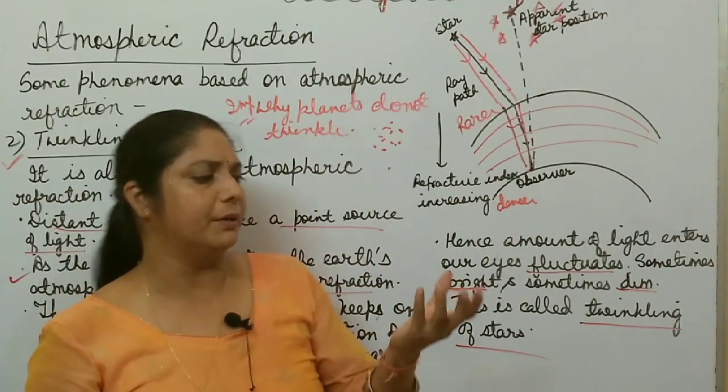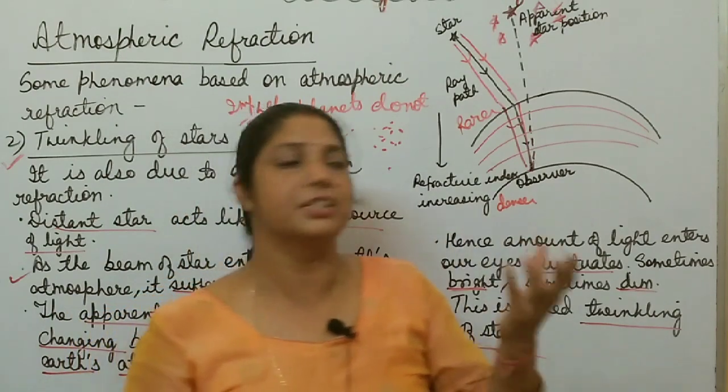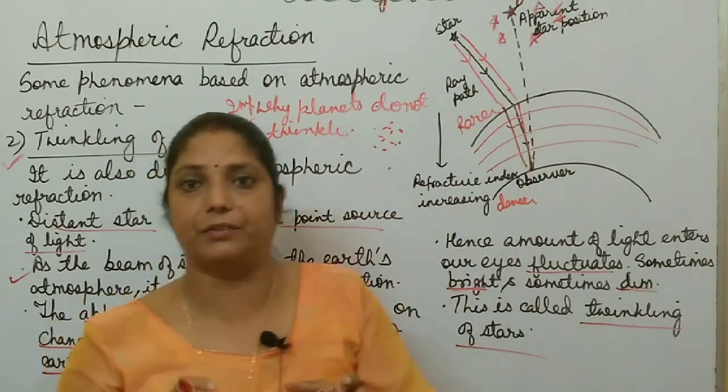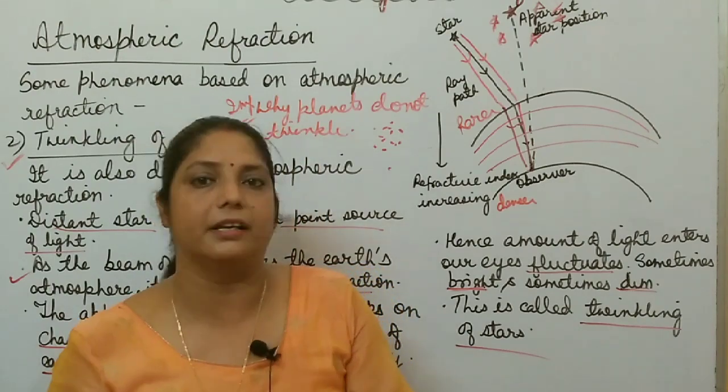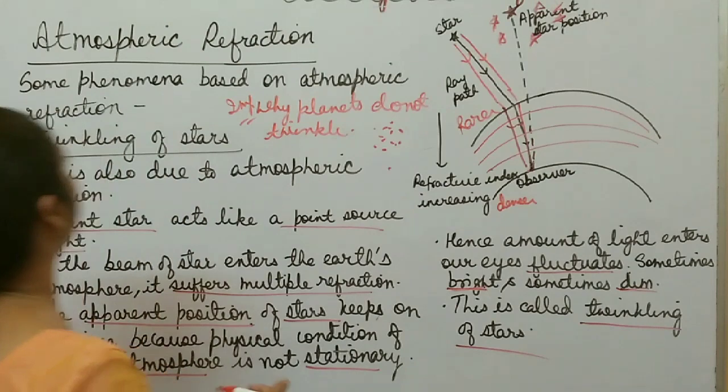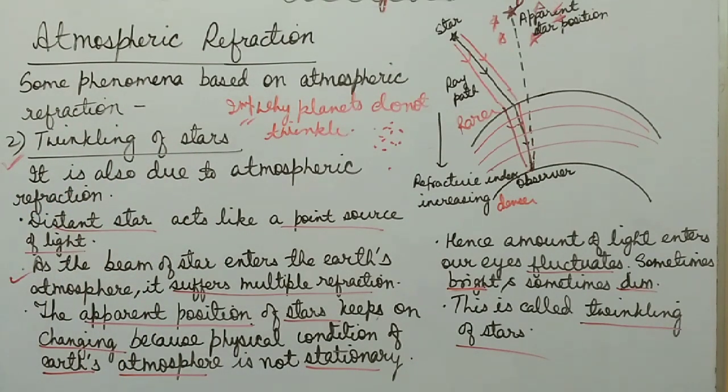The reason is simple: planet size is very much larger than a star, and different parts of these planets produce bright and dimmer effects in such a way that the net effect is zero. That's why planets do not twinkle. Hope it's clear to all of you. Please take a screenshot of this one. Then we move to the next phenomenon.